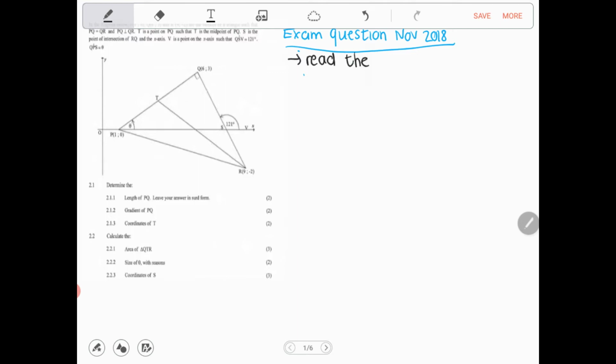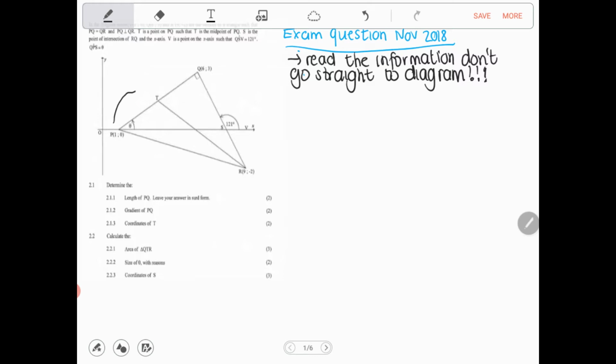please read the information before the question, before the diagram. Don't go straight to the diagram. There could be vital information that you need and you don't read about it and then you can't do the question. Okay, so we've been told that PQ is equal to QR.